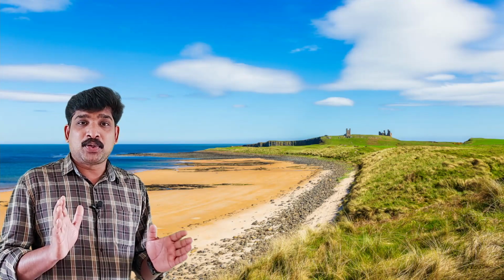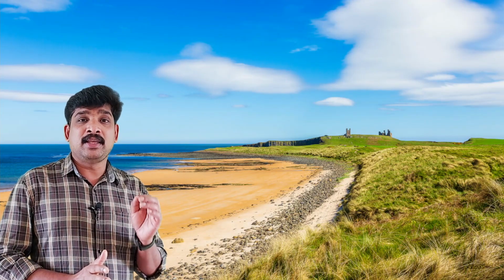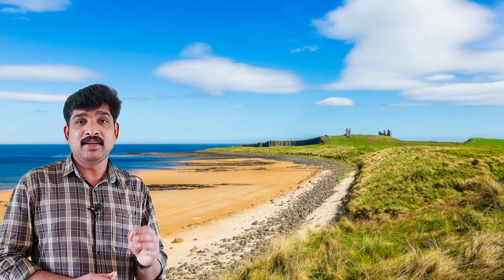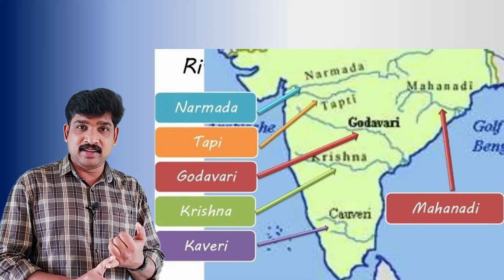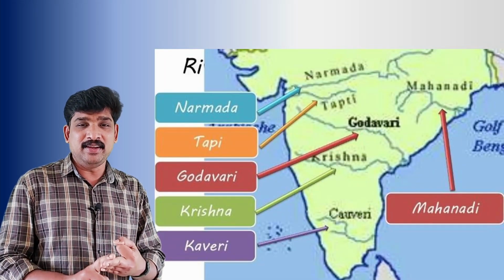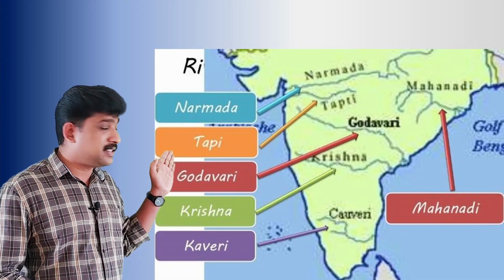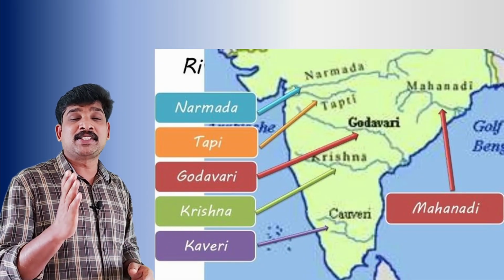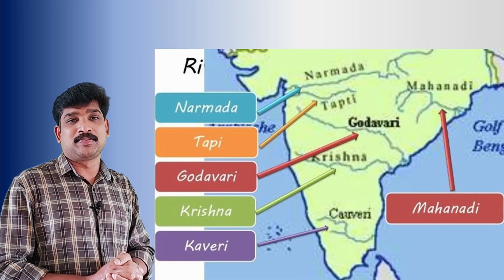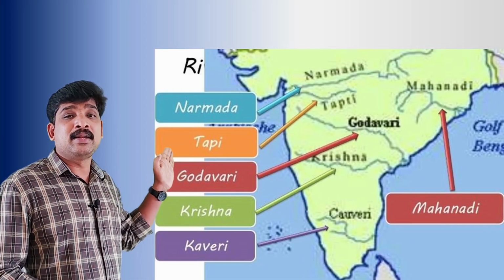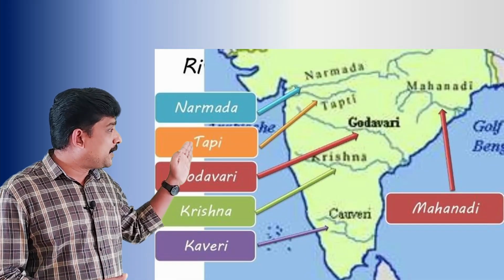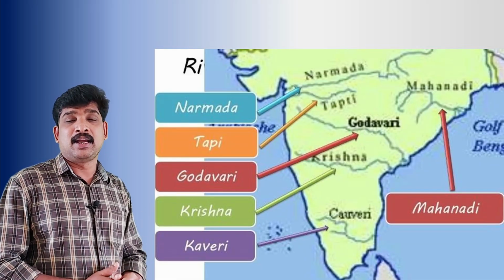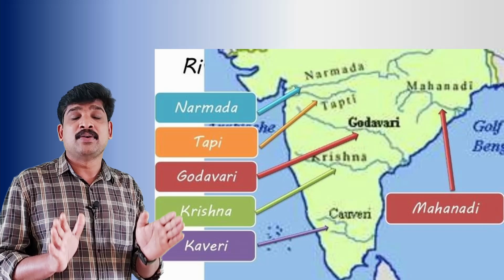A major part of these plains is formed by the alluvial deposits left by rivers such as Mahanadi, Kaveri, Godavari and Krishna. All these rivers, peninsular rivers, we studied about them in the last chapters when we studied about the Deccan Plateau. All these rivers bring in rich alluvial soil and deposit it on the coastal plains, and that's why the coastal plain is very fertile.